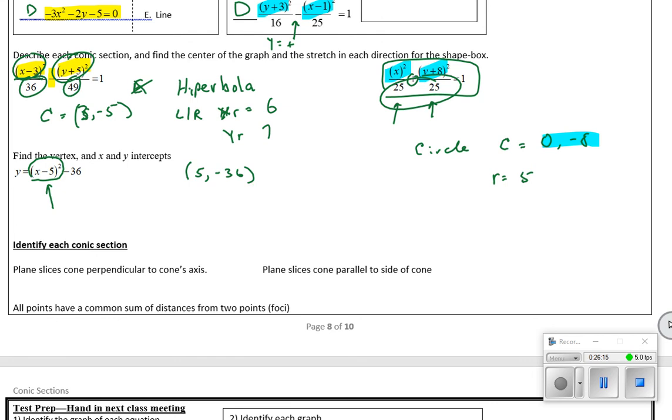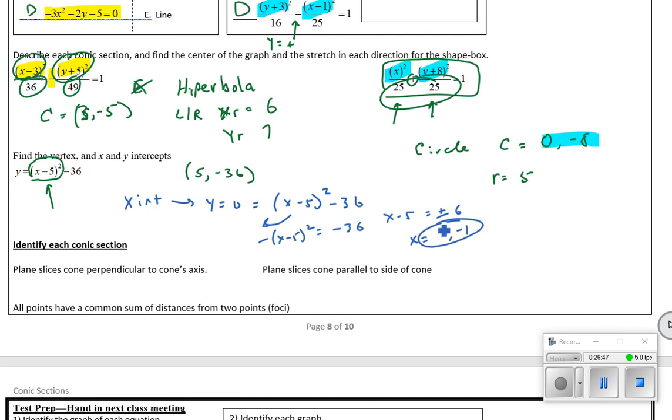How do you find the x-intercepts? Y equals 0. Or sorry, that's -36. I don't know where I got that 16 from. It's -36. Pull that over, I have negative x minus 5 squared equals -36. X minus 5 equals positive or negative 6. X equals 11 or -1.